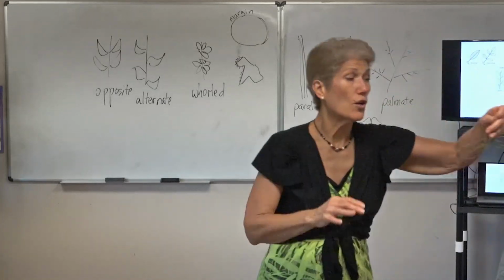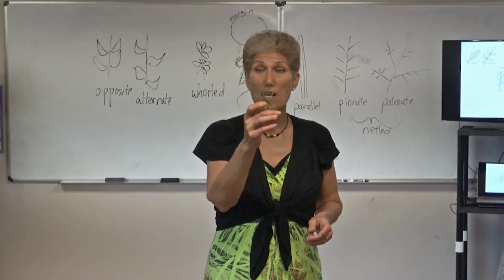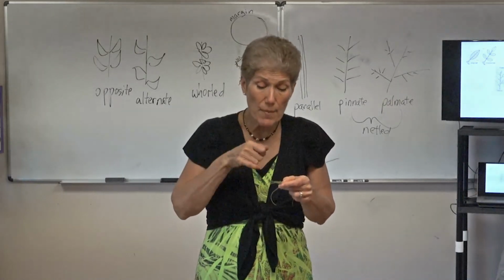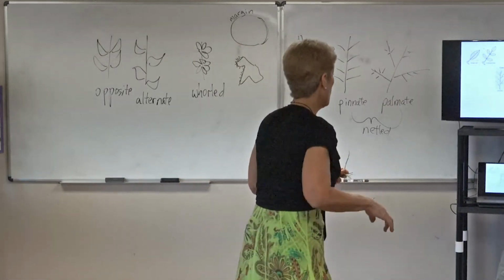Oh, make sure that you look at the cypress leaves. These are cypress, and they're called scaled leaves. And look at them in the magnifying glass, and you'll see how they overlap one another.